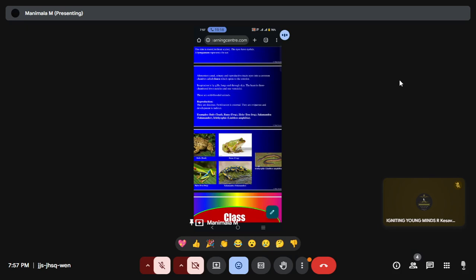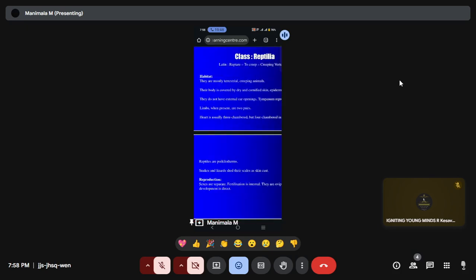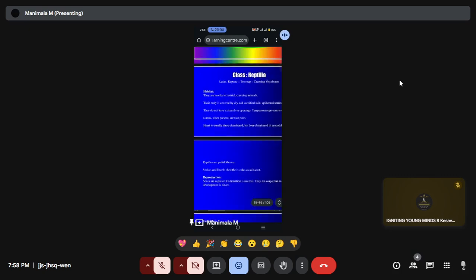Okay, and the next one is about the reptilia. The name Reptilia comes from the Latin word reptum, which means creep or crawl. So they are called creeping or crawling mode of locomotion. They are also called poikilothermic animals. Already I told you, they depend on the environmental temperature, so they are called poikilothermic animals.